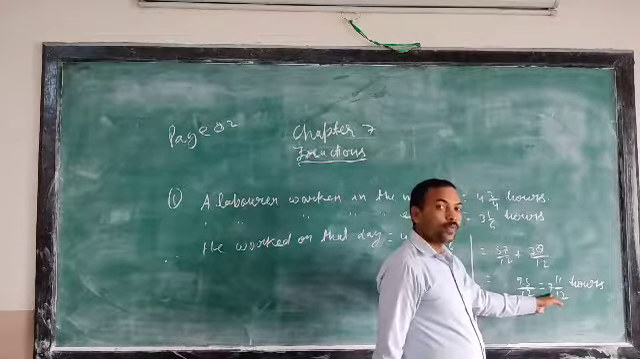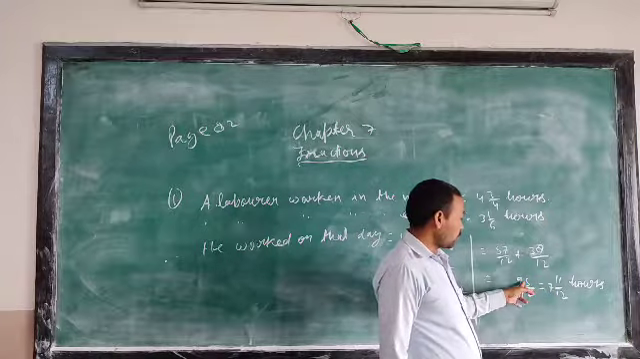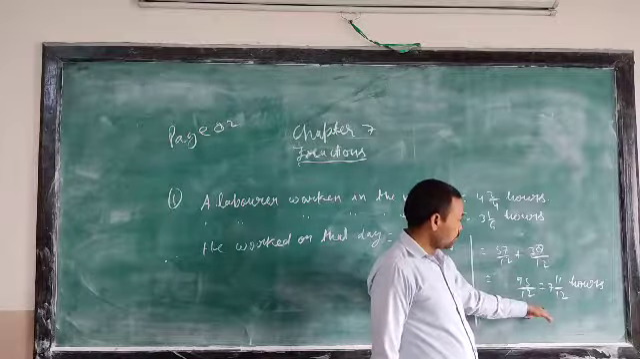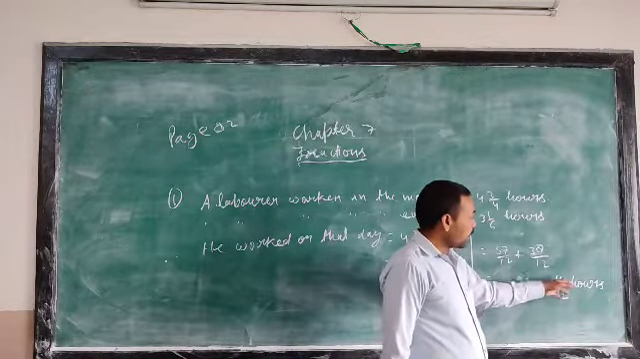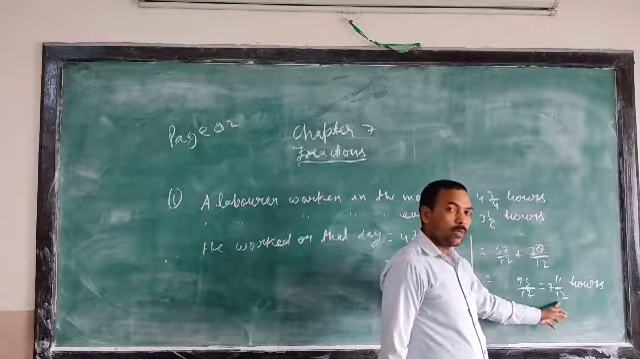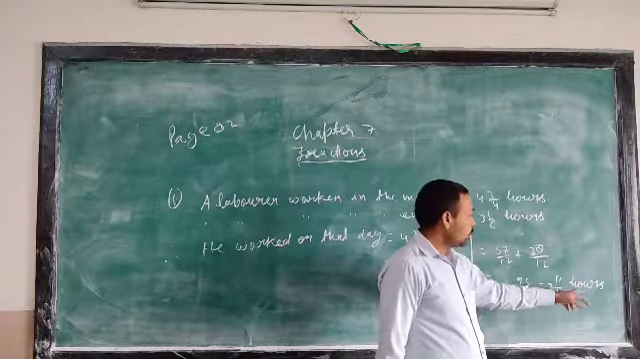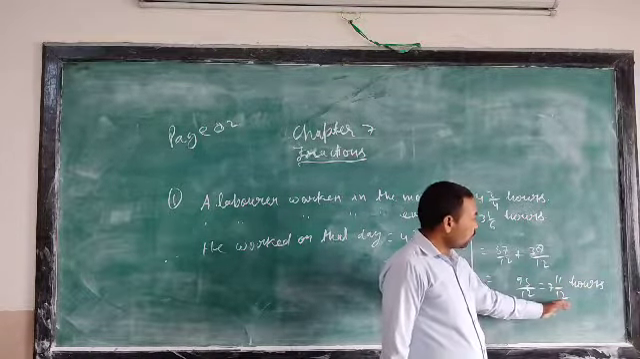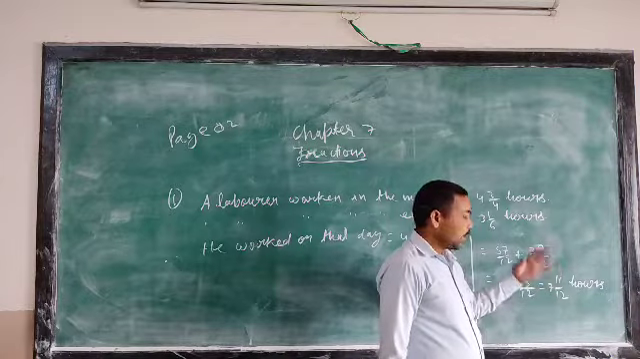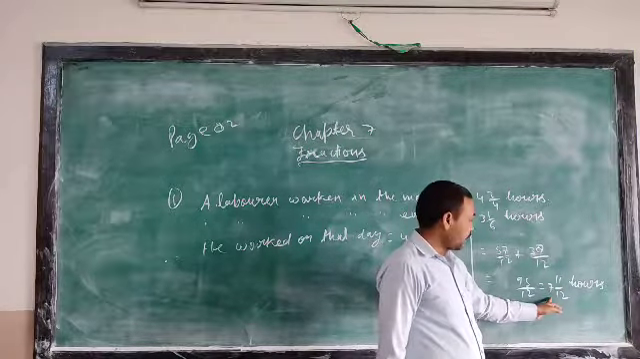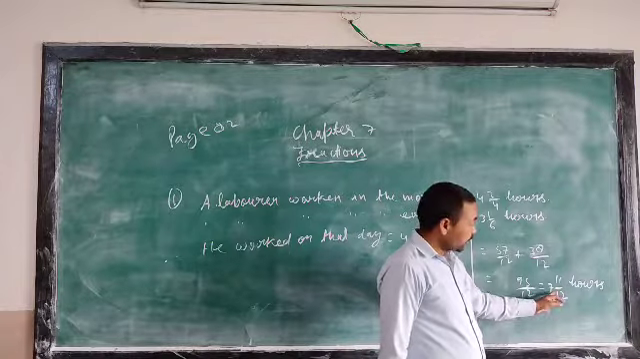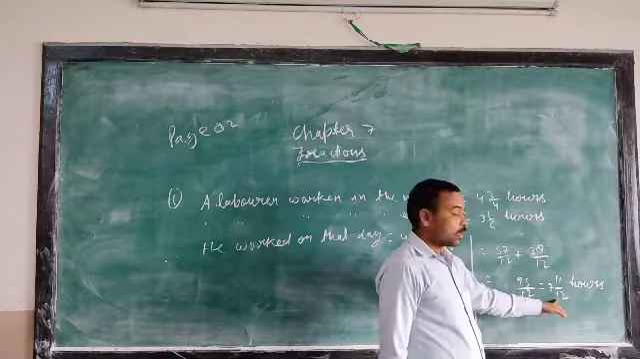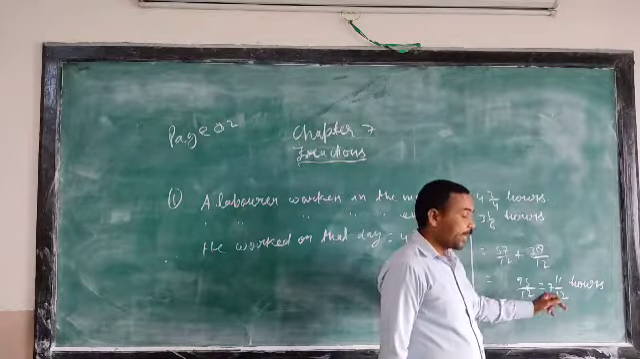This is more close to 8 hours. If this number was 96 by 12, it would come directly to 8 hours. But it is 95, so 7 and 11 by 12. See, 11 by 12 is more close to 1. You can suppose 11 by 12 as approximately 1. So that labourer worked on that day approximately 8 hours. Don't write 8 hours, but in your mind keep this number approximately 8.